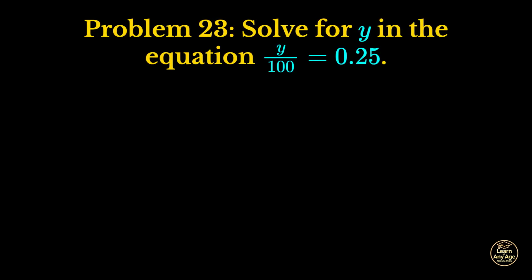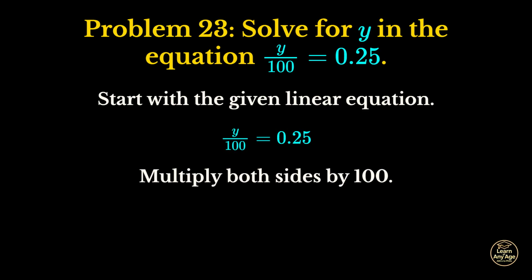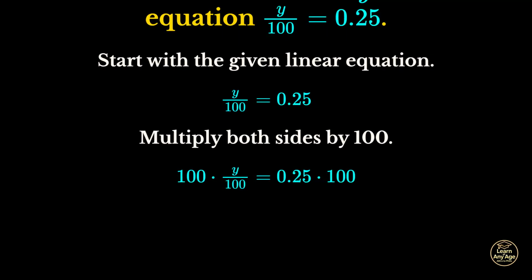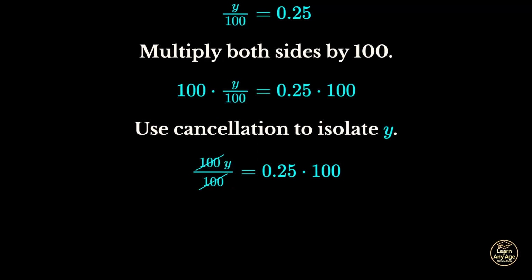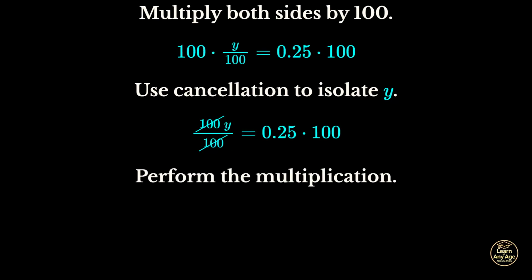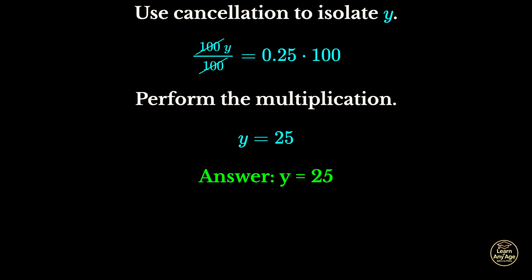Problem 23, solve for y in the equation y over 100 equals 0.25. Start with the given linear equation. Y over 100 equals 0.25. Multiply both sides by 100. 100 times y over 100 equals 0.25 times 100. Use cancellation to isolate y. 100 cancelled out, y over 100 cancelled out equals 0.25 times 100. Perform the multiplication. Y equals 25. Answer, y equals 25.